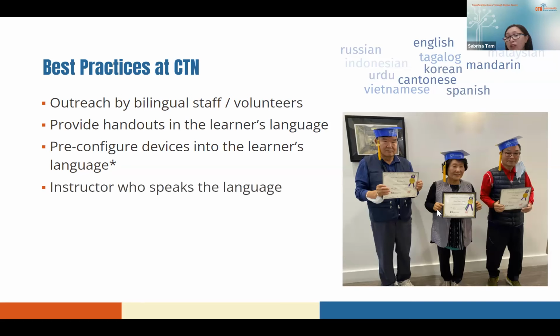Again, instructors who speak the language. I think we have examples from Josie and Audrey to share, like, what if there is a learner who speaks a different language in a group lesson. Audrey or Josie, do you want to share some of your experience?